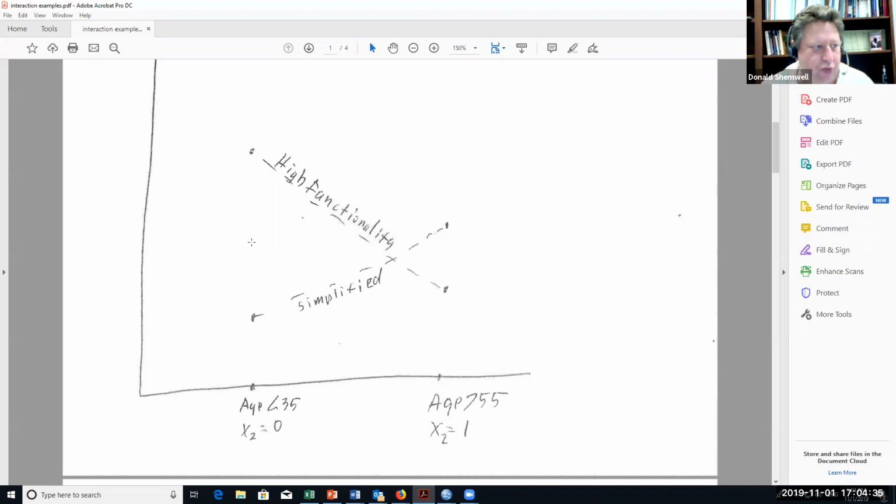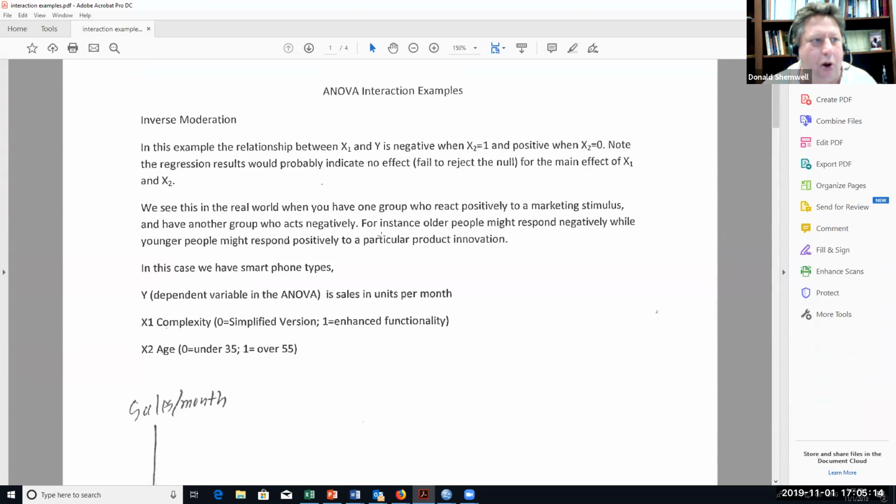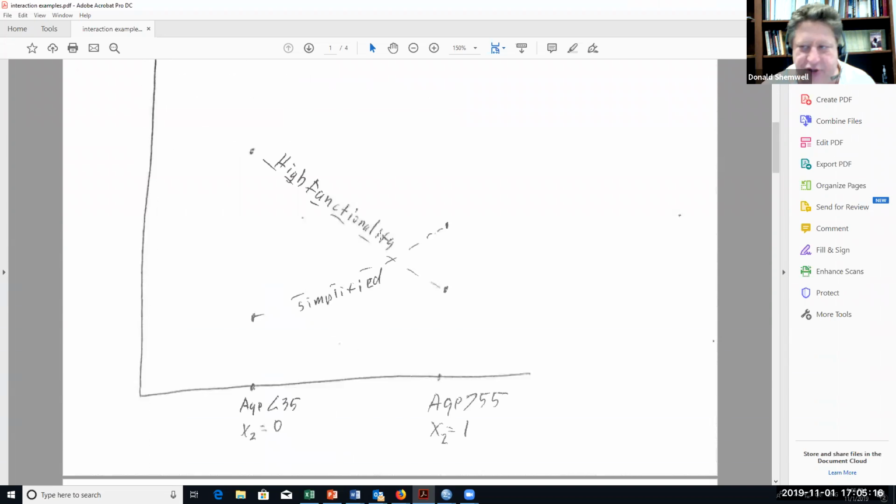So this is a situation where if you're just comparing these two, you probably have no main effect of functionality, and because the two groups demographically are about an equal number of people, not much difference between them. I guess I would probably have to say high functioning is a little bit better, maybe a main effect where high functioning is better than simplified, but probably no effect of age. Depending on how many data points we have, we might have a situation that had no main effects, but you did have an interaction. This is crossing or inverse moderation, I call this.